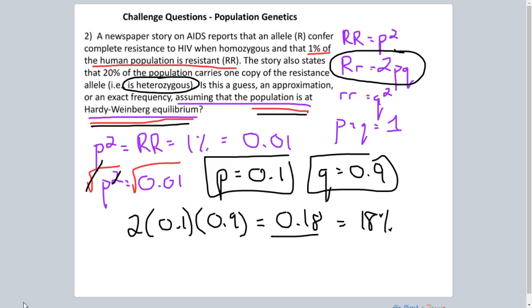When we go back to the question, we see that the newspaper reported this frequency as 20%. Well, it doesn't seem to me as though they guessed that number, but certainly it's not the exact frequency. So we would end by saying the newspaper rounded. They approximated. They took the 18% exact frequency and they rounded up to 20%. And that's the answer to this question.